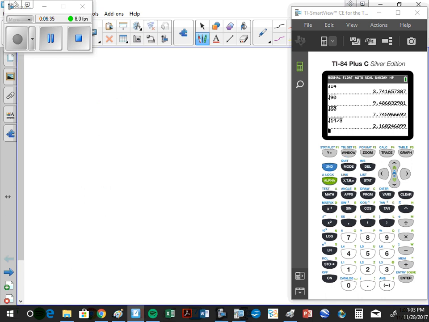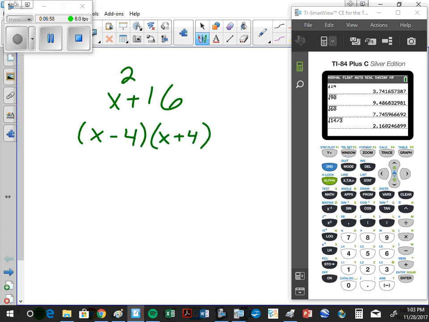Okay. What if I had this? What does that factor into? It doesn't. Why does that one not work? It's a positive. If I tried to do x minus 4 and x plus 4, how come that doesn't work? Well, this doesn't work because 4 and negative 4 multiply to be negative 16. So what if I made them both negative? Now will it work? No, because the middle terms won't cancel.